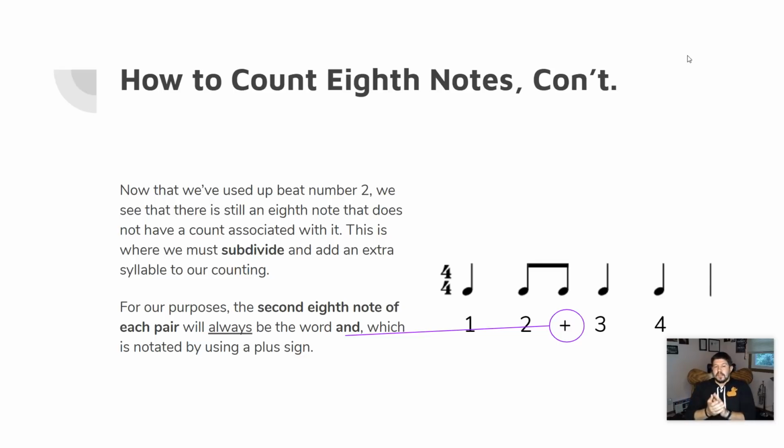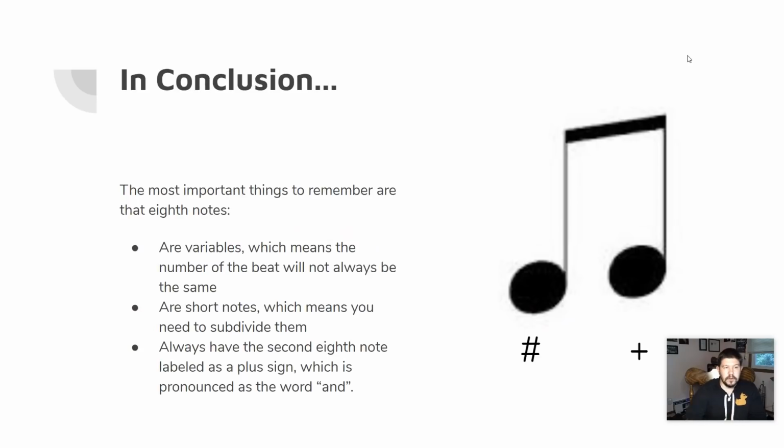Now, remember, one thing to keep in mind is eighth notes are variable. So if you look here, they are not always going to be the same. It is not always going to say 2 and. It will be different. Okay? Another thing to keep in mind is that eighth notes are short notes, which means you do need to subdivide them. So they do need to go faster than some of the other notes that are around them. And the eighth note is always going to have the second one of each group labeled as that plus sign, which means the word and. Those 3 points are really important to keep in mind.